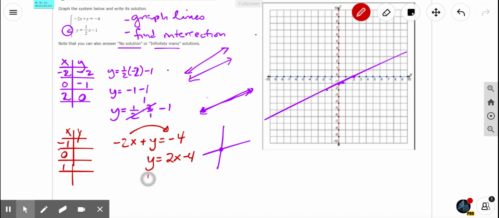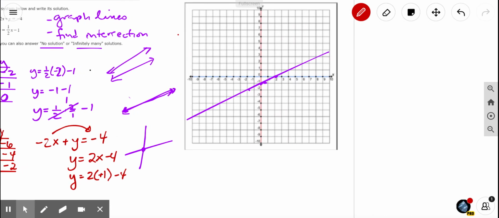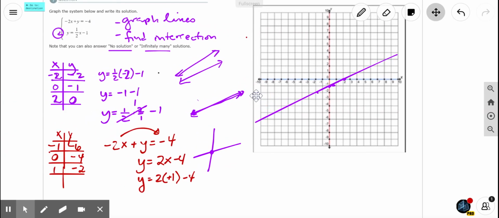Those are my go-tos. y equals 2 times -1 minus 4. y equals -6. If I plug in a 0, I'm going to get -4. And if I plug in a 1, I'm going to get -2. Okay, you can plot them now.